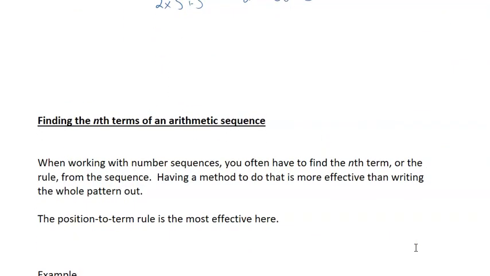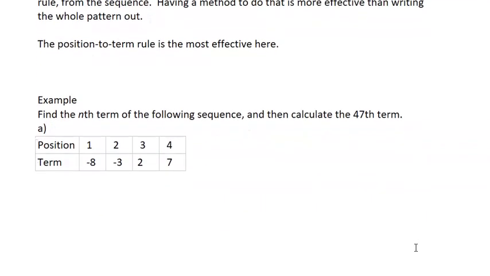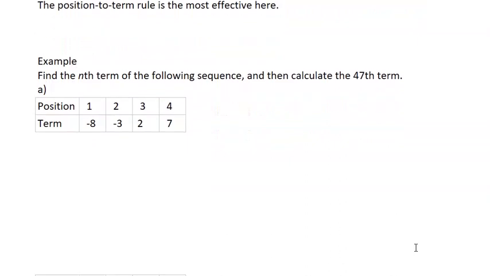Okay, finding the nth term of an arithmetic sequence. When working with number sequences, you do often have to find the nth term or the rule from the sequence, and having a method to do that is more effective than just writing the whole pattern out. So the position to term rule is the most effective here. So here you've been given the example: find the nth term of the following sequence and then calculate the 47th term. All right, so first of all, we need to have a method of finding the nth term in the following sequence. Where to start?